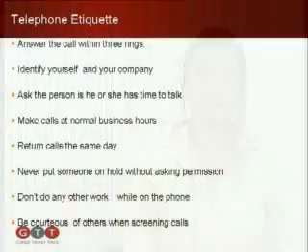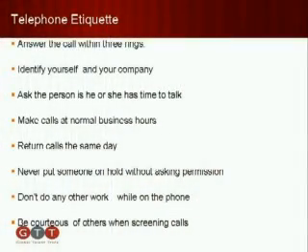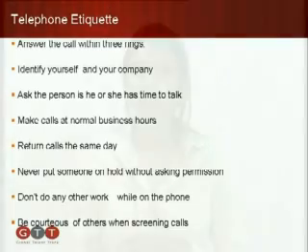So now we will have a look at some important points to remember. Answer the call within 3 rings. It's very important for you to answer a call within 3 rings, be it you're at home, be it you're in the office. In all these situations, it's important that you answer a phone in 3 rings.